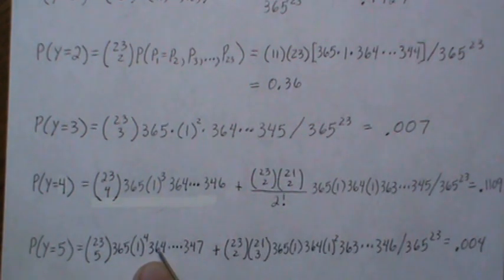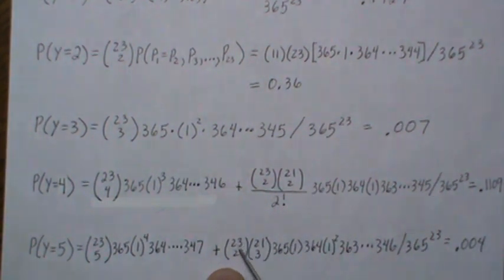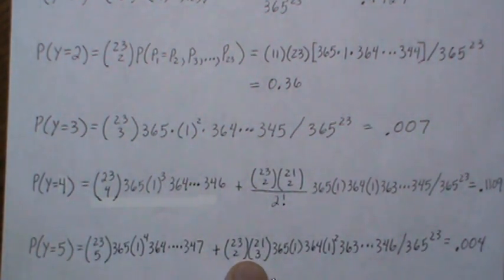And then the next 18 people go down, each have a different number of days. Here, of the 23, choose 2. There's 21 left, so those 2 have the same birthday. Of the 21 left, pick 3 to have the same birthday. And then we do that probability.